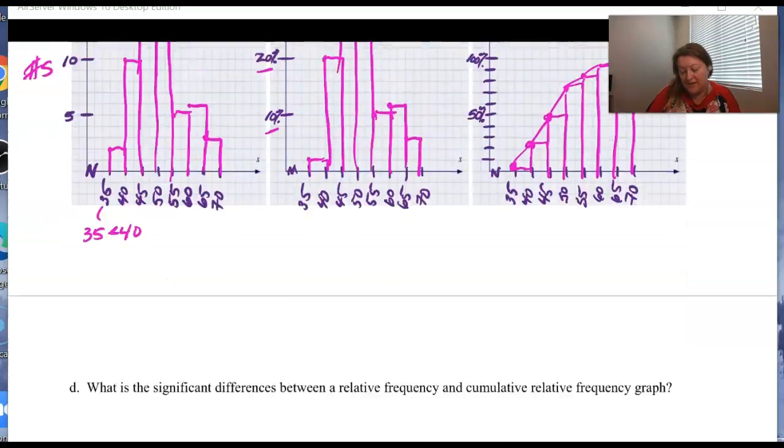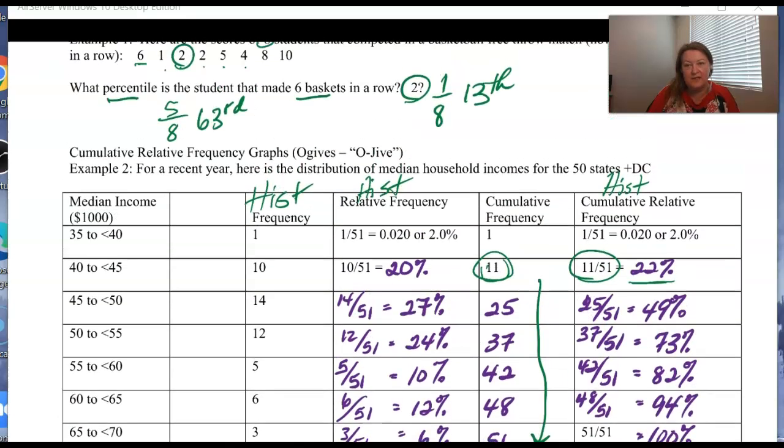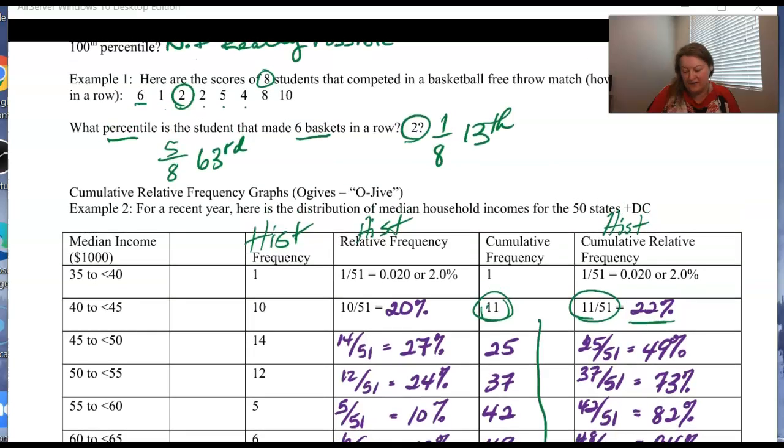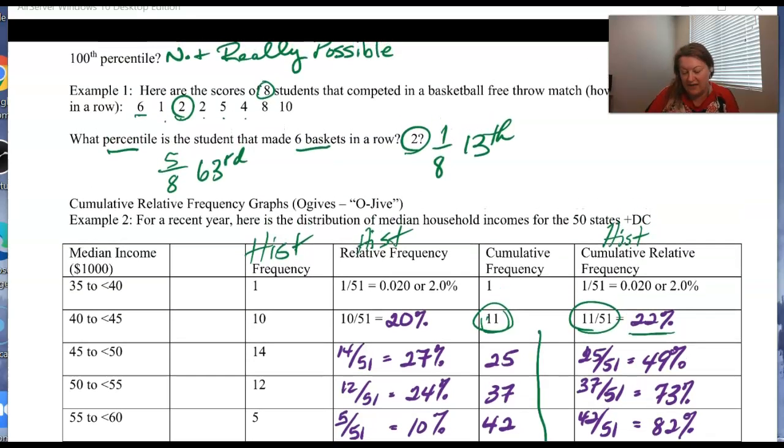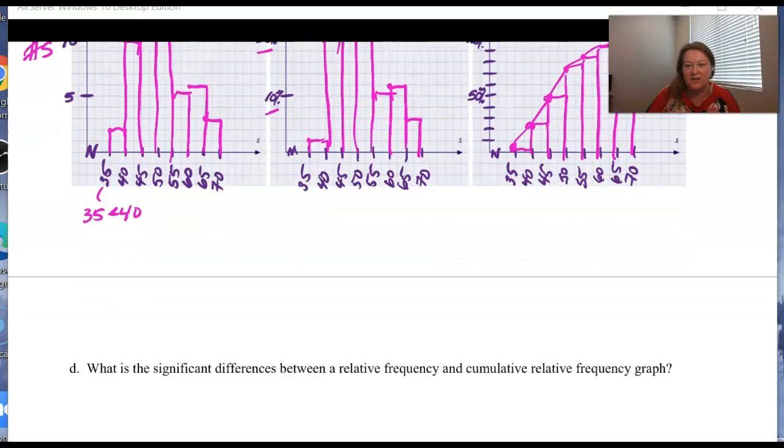Pretty easy stuff. These are called cumulative relative frequency graphs: relative frequency because they're still percents, cumulative because we're accumulating. This is also an old-fashioned word: they're called ogives. I have not seen the AP College Board use that terminology in a long time. They call them cumulative relative frequency graphs now, but ogive was the old-fashioned name for those. So if you ever hear anything like that, that's what they're talking about.